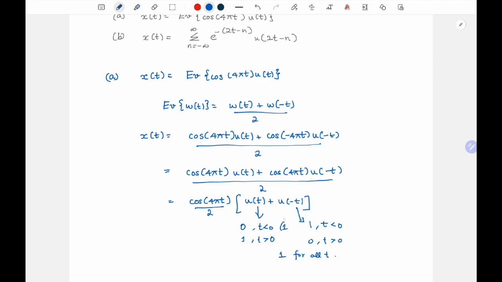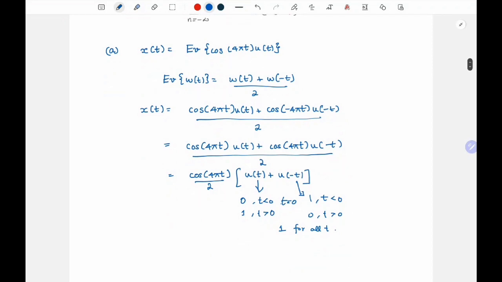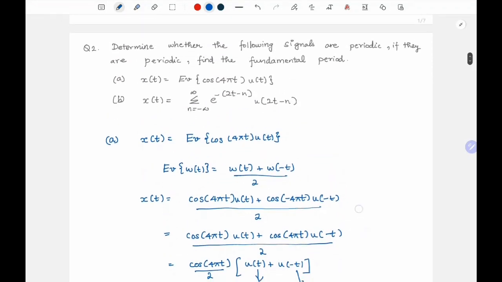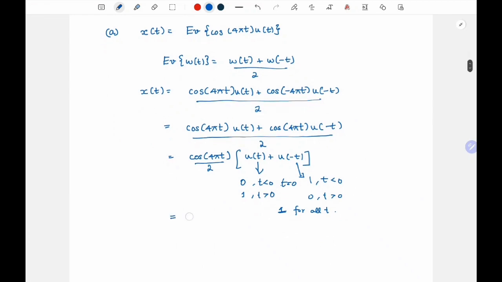At t equal to 0 again, it is not defined. But for this case, we can take the value, the addition still comes to be 1. Okay. And actually for this question it will matter, but since they're asking for periodicity, right, we'll still assume that at t equal to 0, the sum is 1. Okay. So in that case, this x of t will just be cos 4 pi t by 2.